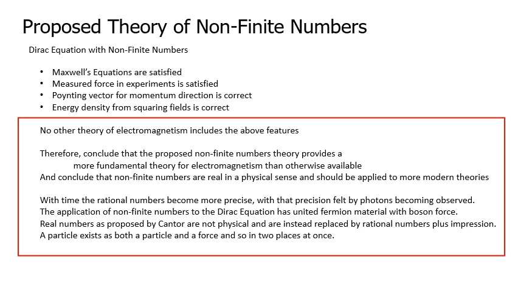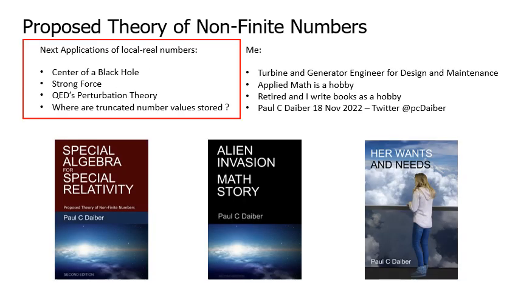Electromagnetism is a 100-year-old theory, and the Dirac equation is almost as old. A new understanding of these old theories using local real numbers is interesting, but more exciting will be applications of local real numbers on more modern or in development theories of physics. The next singularities to be analyzed are the center of a black hole and the relationship between quarks and gluons. And the proposed change to electromagnetic theory presented today might let us get perturbation theory out of QED.